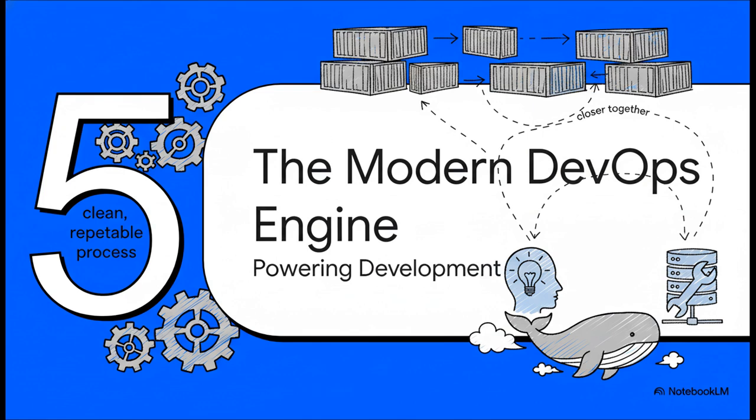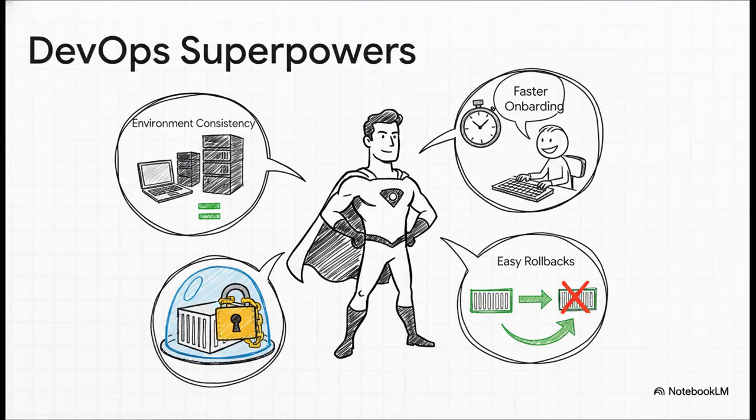Because this whole process is so clean and so repeatable, Docker basically became the engine for modern software development. It's the core of a practice we call DevOps, which is all about breaking down the walls between the people who write the code and the people who run the code. And for development teams, Docker brings some serious superpowers to the table.